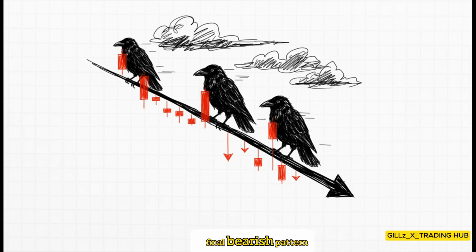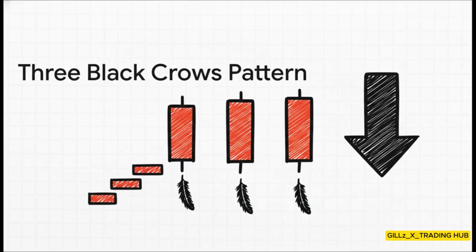Okay, our final bearish pattern is the ominous counterpart to the 3 white soldiers. This one is called the 3 black crows. This pattern is just a raw show of force from the sellers. You've got 3 long consecutive red candles just marching steadily downwards. This suggests the sellers aren't just in control, they're confident, and they're pushing that price down with real conviction. It's a pretty strong signal that a new downtrend is probably getting started.